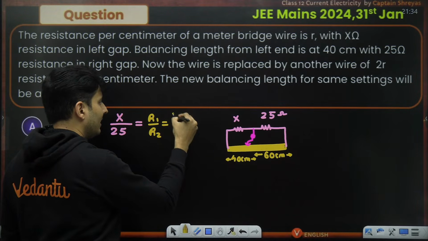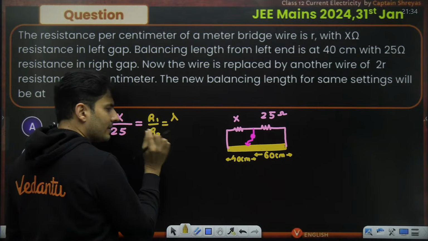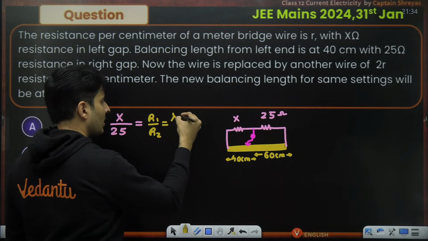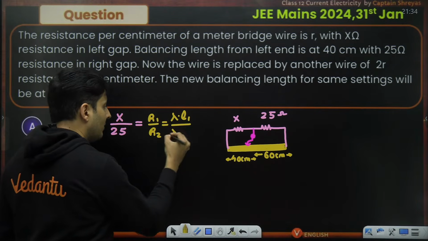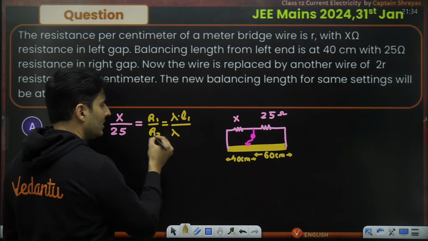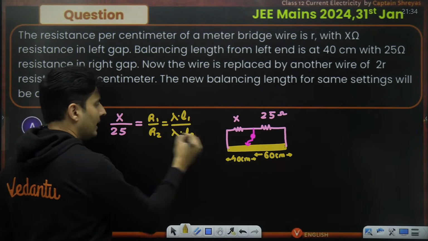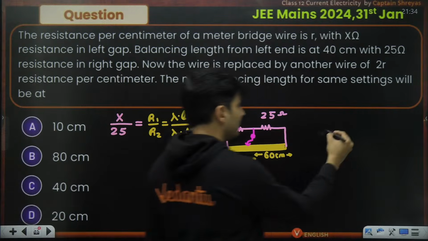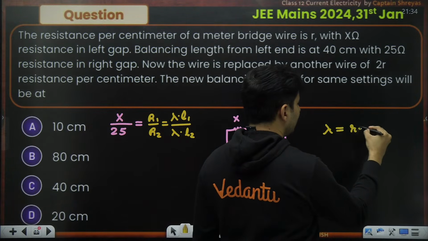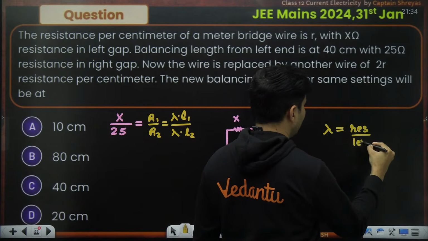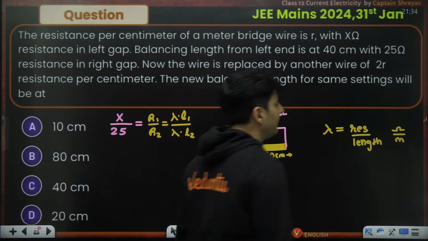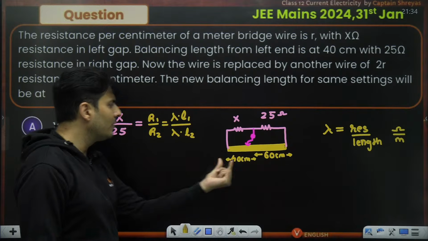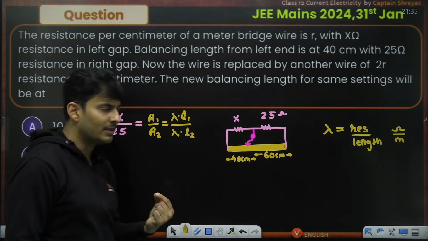But let's say lambda is the resistance per meter, so lambda into L1 will give me R1. Lambda is the ohms per meter. So this R2 will be lambda into L2. What is lambda? Lambda is resistance per unit length, it is ohm per meter. So into the meters will give me this resistance and this resistance separately.